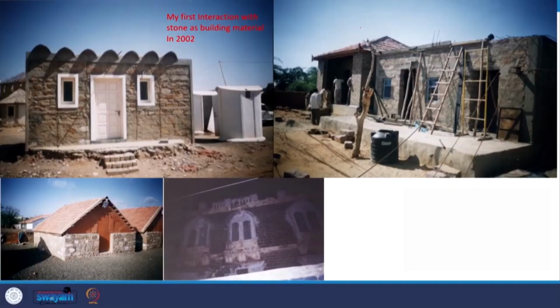When I was a student of architecture, my very first interaction with stone buildings was somewhere in 2002, when I was doing my field work in Gujarat earthquake affected areas. This is where I came across a very interesting example: different NGOs had given new housing with compressed stabilized earth blocks, but I could see the communities had started building on their own, just adjacent to it, with stone as a building material.